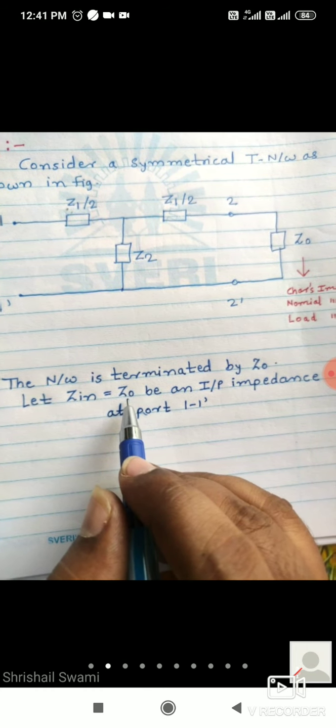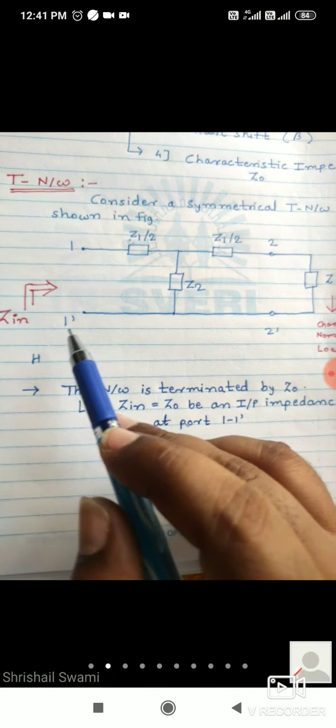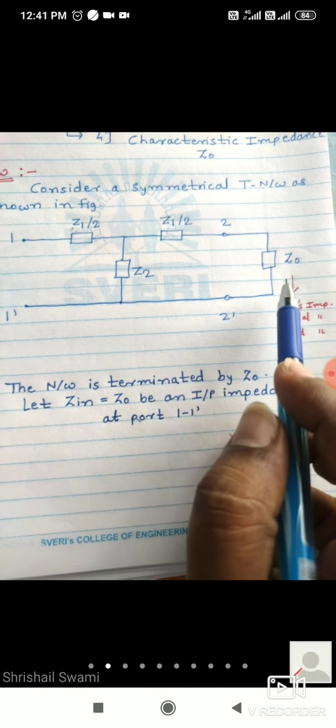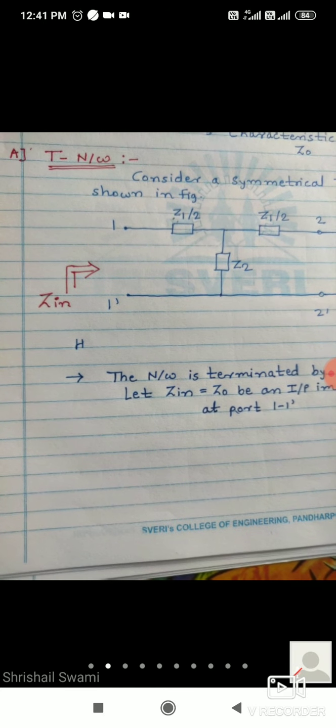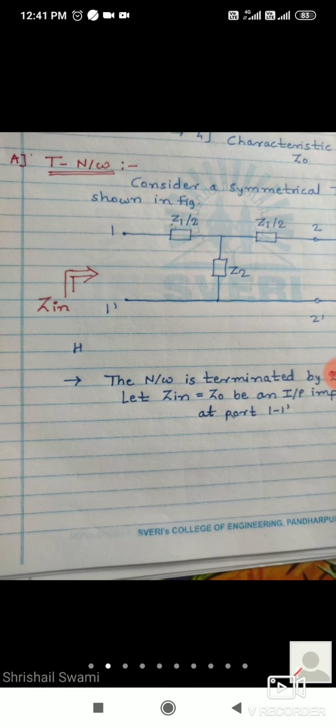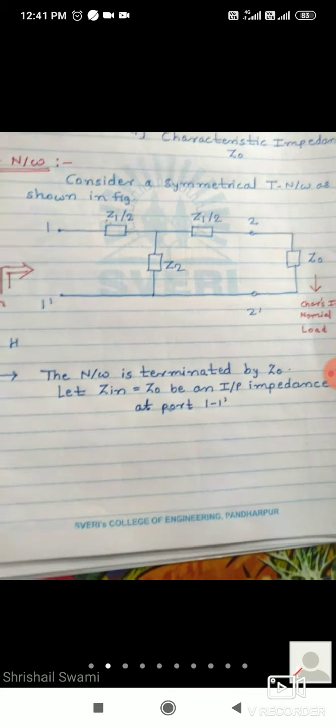So Z0 is called what? Characteristic impedance. Okay, this Z0 is for load impedance or characteristic impedance. Zin is actually what? We are calculating the input impedance. So we can assume that Zin is equal to characteristic impedance. So let Zin equal Z0.